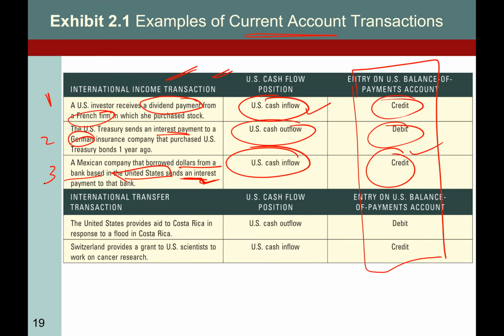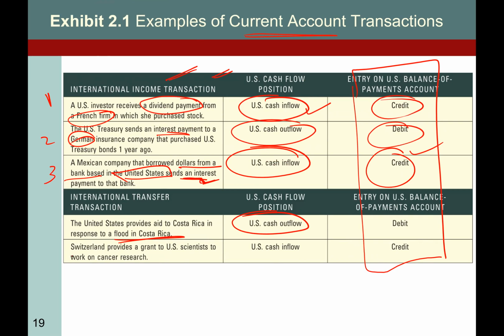Okay. Now the last one is international transfer payments, or transfer transactions. It can be, for example, the United States providing aid to Costa Rica in response to a flood in Costa Rica. United States provides, it means it spends money to buy goods, like tents or medicines or whatsoever. So it means they spend the money. Spend the money means cash outflow.